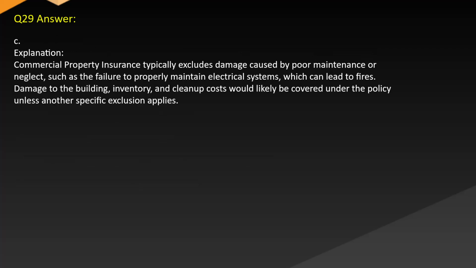Answer: C. Explanation: Commercial property insurance typically excludes damage caused by poor maintenance or neglect, such as the failure to properly maintain electrical systems, which can lead to fires. Damage to the building, inventory, and cleanup costs would likely be covered under the policy unless another specific exclusion applies.